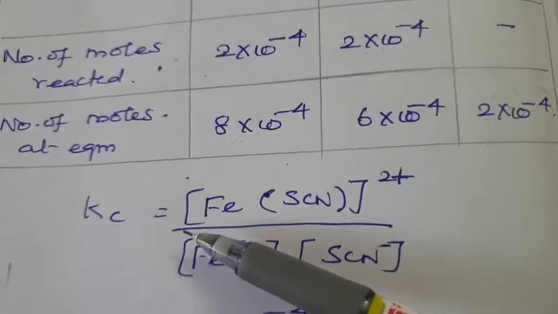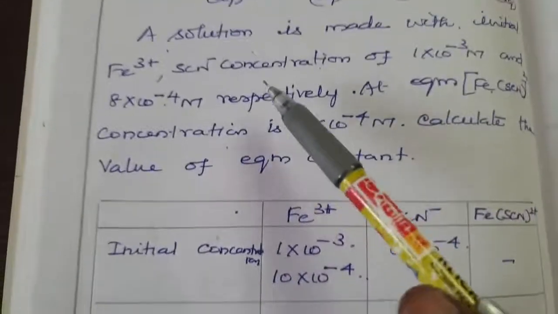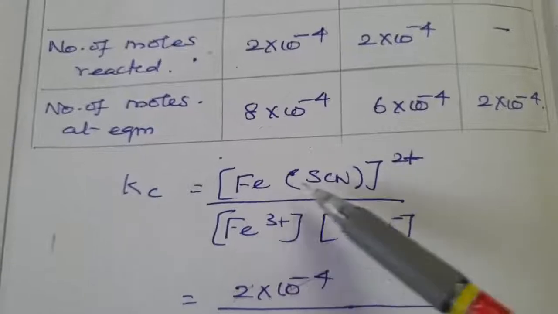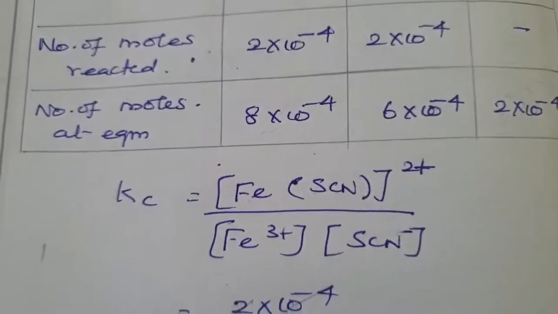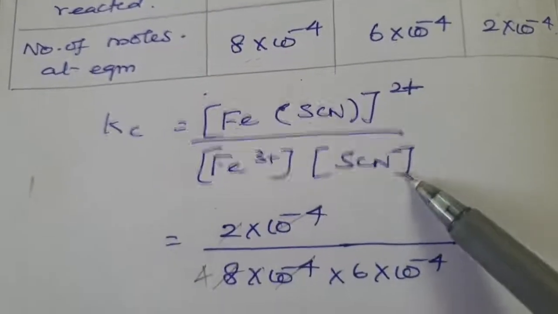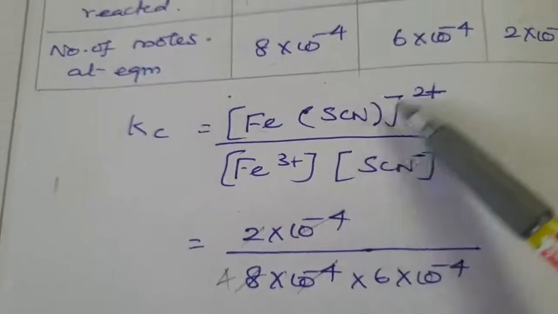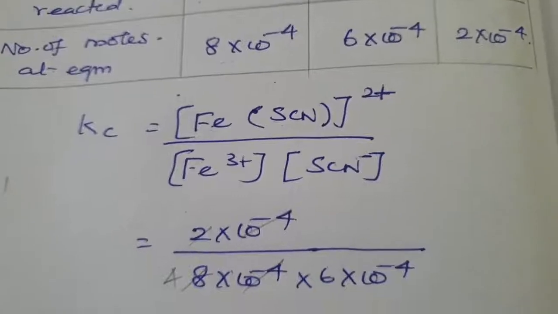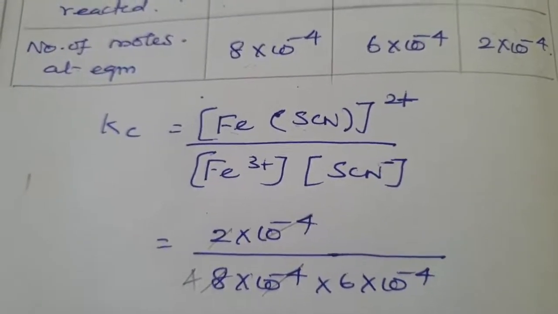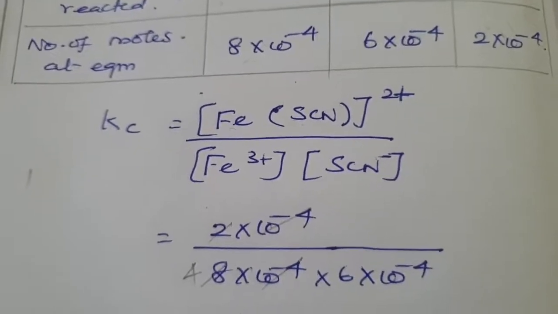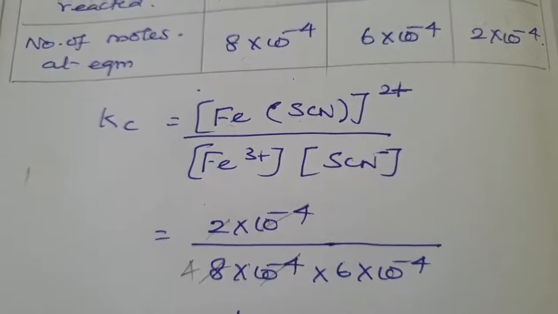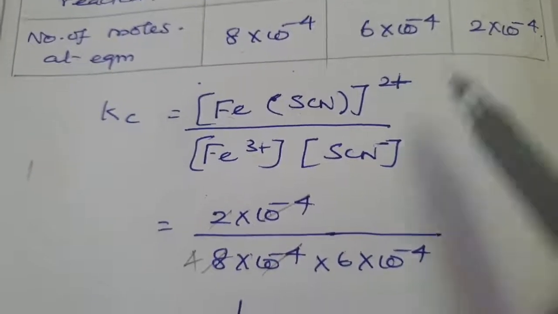So Kc, how to write the Kc for this equation? The product is Fe(SCN)2+. So Kc is the concentration of Fe(SCN)2+ divided by the concentration of Fe3+ times the concentration of SCN-. So substitute the values here. For Fe(SCN)2+, the product, 2 × 10^-4, divided by the concentration of Fe3+, 8 × 10^-4, and the concentration of SCN-, 6 × 10^-4.